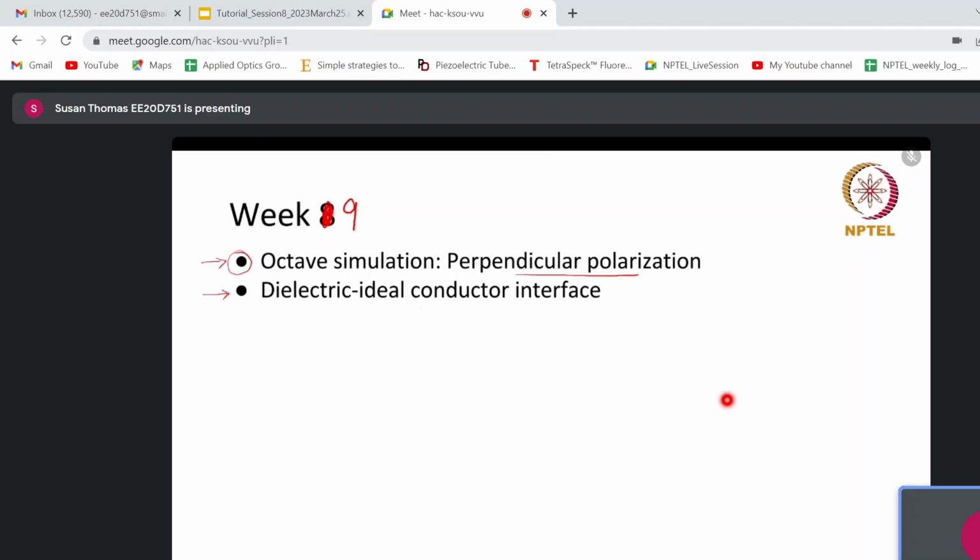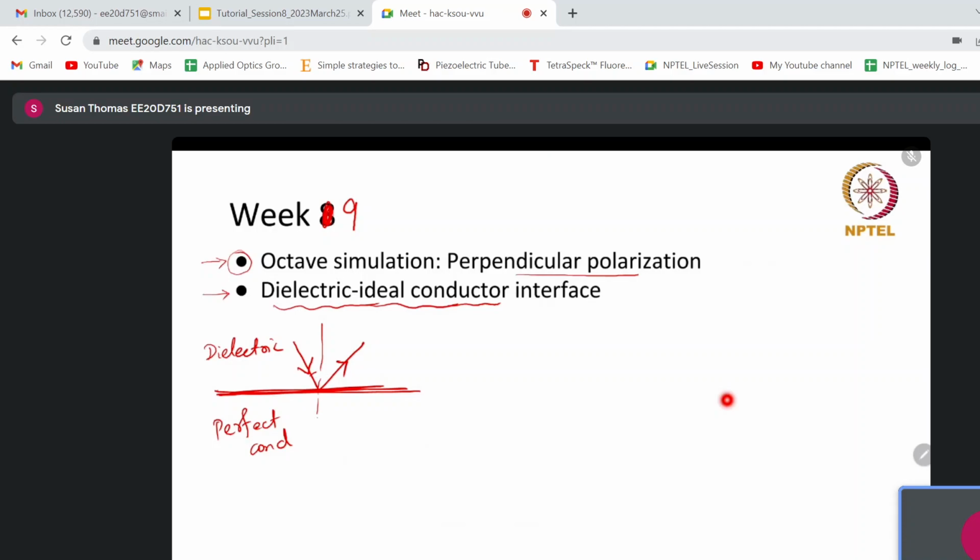Okay, so then the major topic of discussion in this week 9 is the dielectric ideal conductor interface. So far we have discussed a dielectric interface. So in this week the concept is slightly changed. We have a dielectric and a perfect conductor or an ideal conductor interface. Okay, so the very basic idea is at this interface there is total internal reflection. So if a wave is incident at some angle onto a perfect conductor, there is perfect reflection from that surface. Okay, and we know that theta i is equal to theta r.